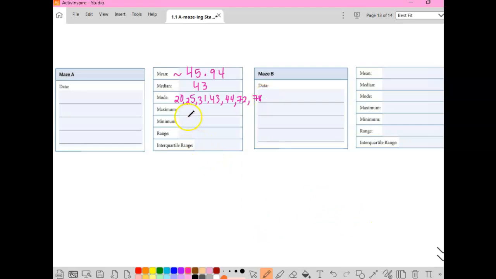Alright, maximum, we don't need decimals for now. What's the max? 138. And minimum? 13. Okay. And so that leads to the range, right? The range, what do you do? 138 minus 13.